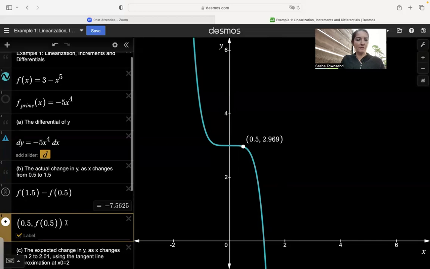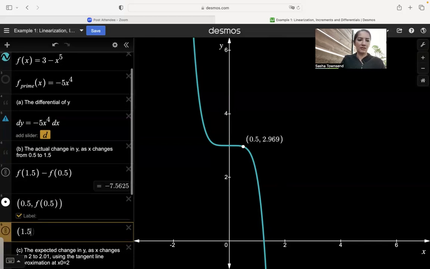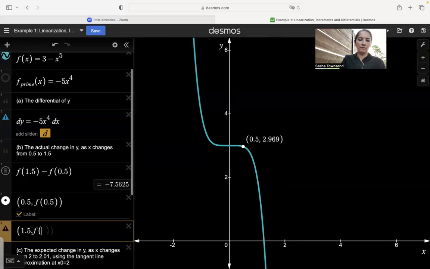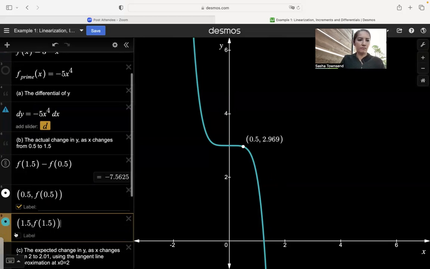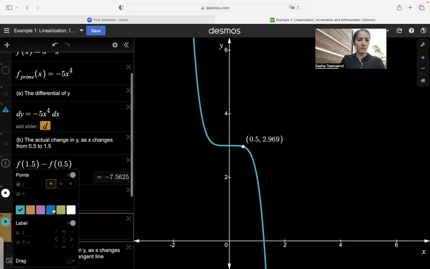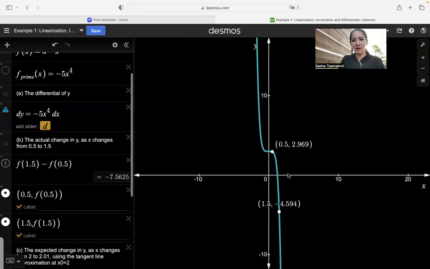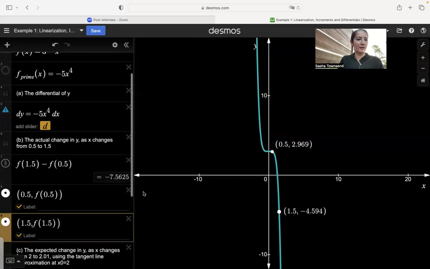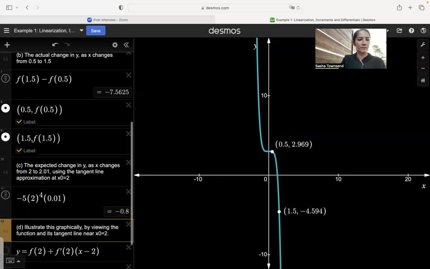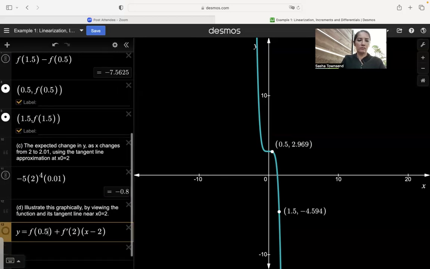Now, if I'm interested in the function values at 0.5 and 1.5, I can plot those points. Here's my function value at 0.5, and let's look at the function value at 1.5 as well. Of course, our delta x and dx should be relatively small. And then if I sketch the tangent line at x equals 0.5, this is what it looks like.